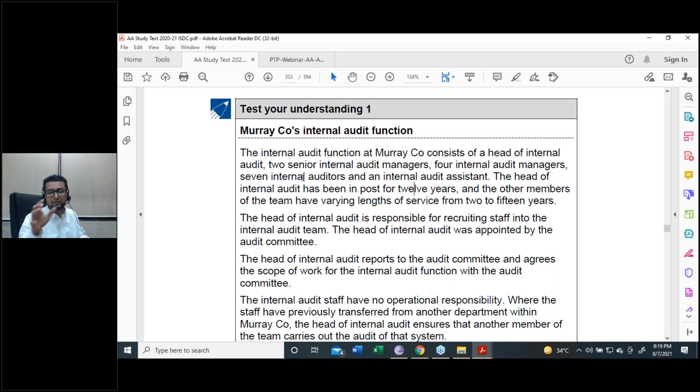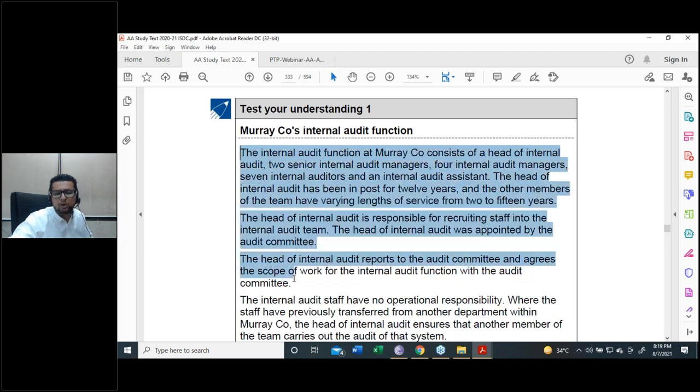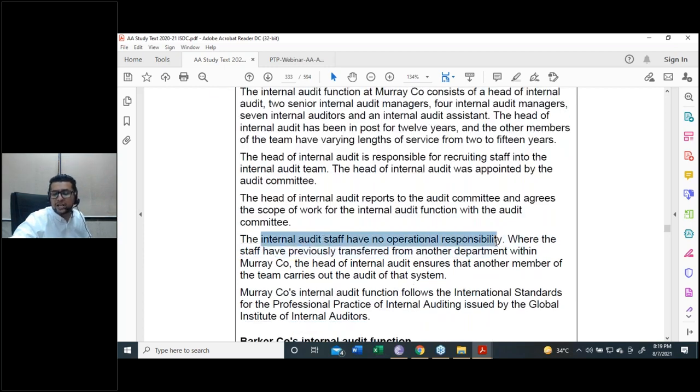That's again fantastic. The head of internal audit reports to the audit committee, not to the management, and agrees the scope of the work for the internal audit function with the audit committee. That's ideal. What a fantastic internal audit department this is. The internal audit staff have no operational responsibility. That's gold. That's absolutely gold. The internal audit department has got no operational responsibility.